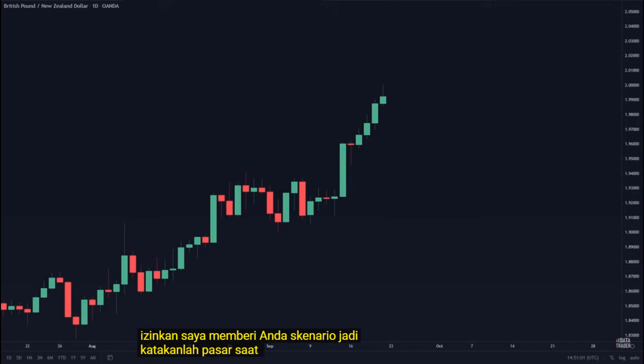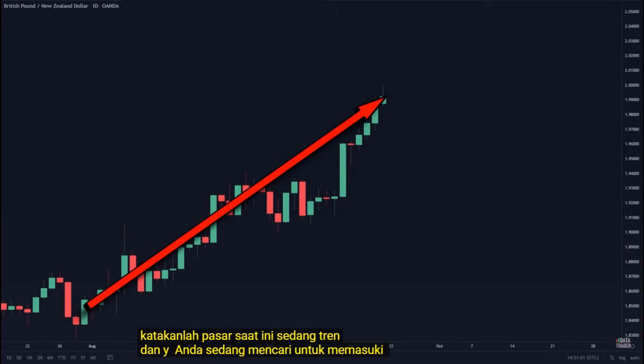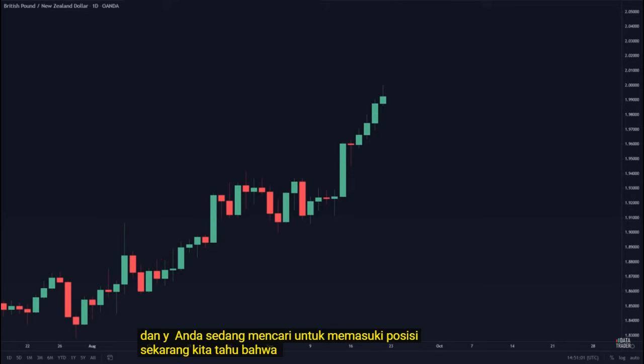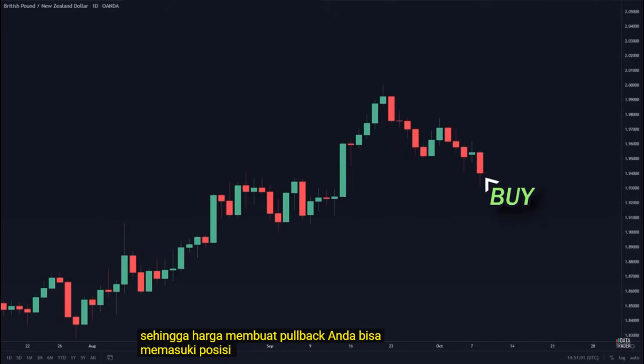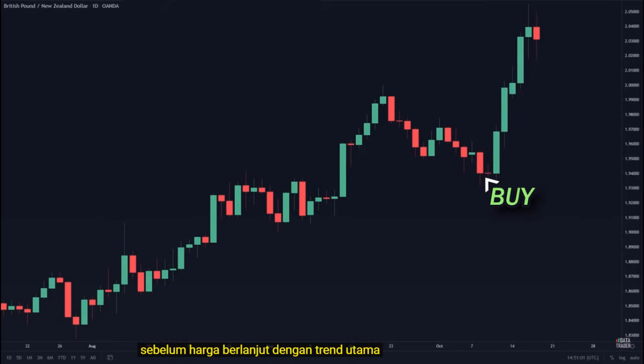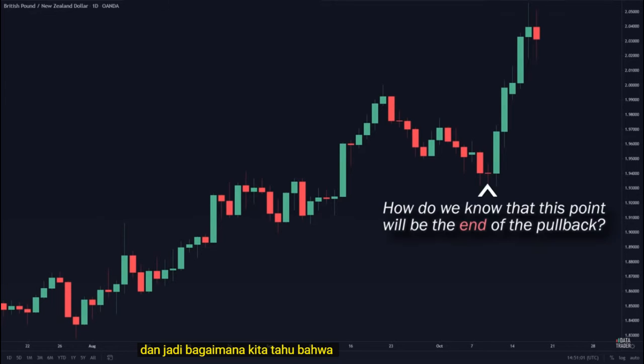Let's say that the current market is trending and you're looking to enter a position. Now we know that the best time to enter a position in a trending market is to wait for the trend to make a pullback. So as price makes a pullback, you can enter a buy position at the end of the pullback before the price continues with the main trend. And so, how do we know that this point will be the end of the pullback?